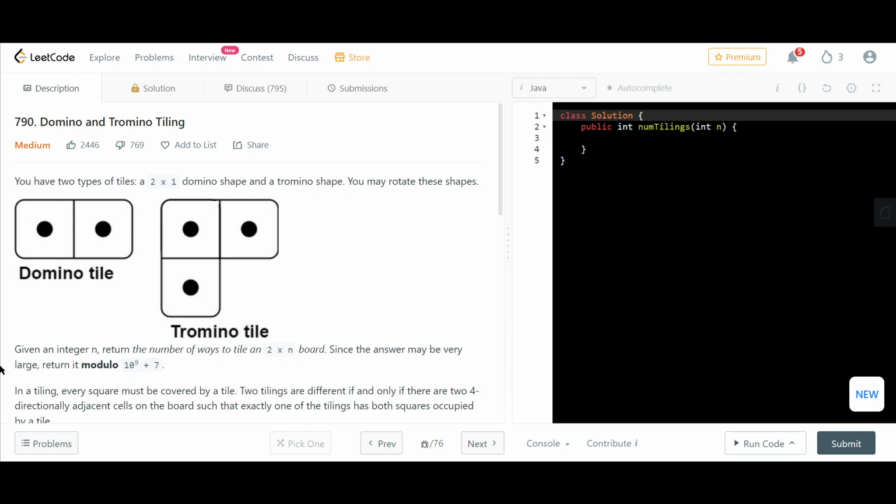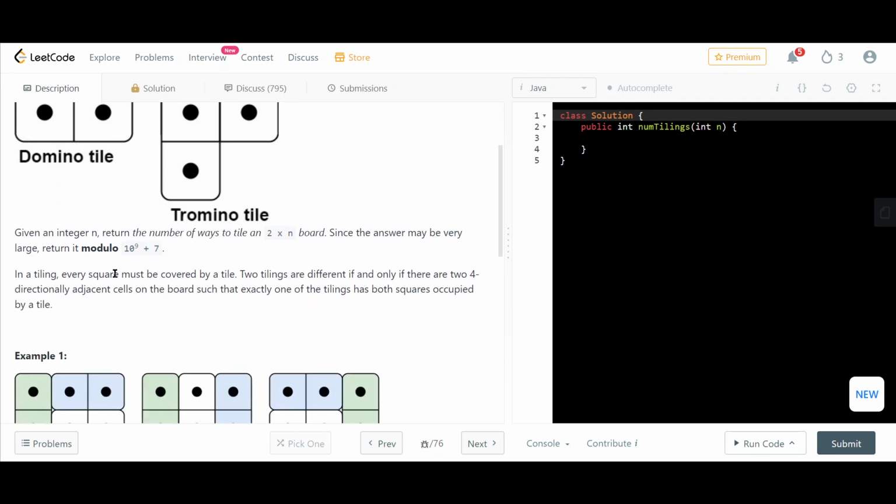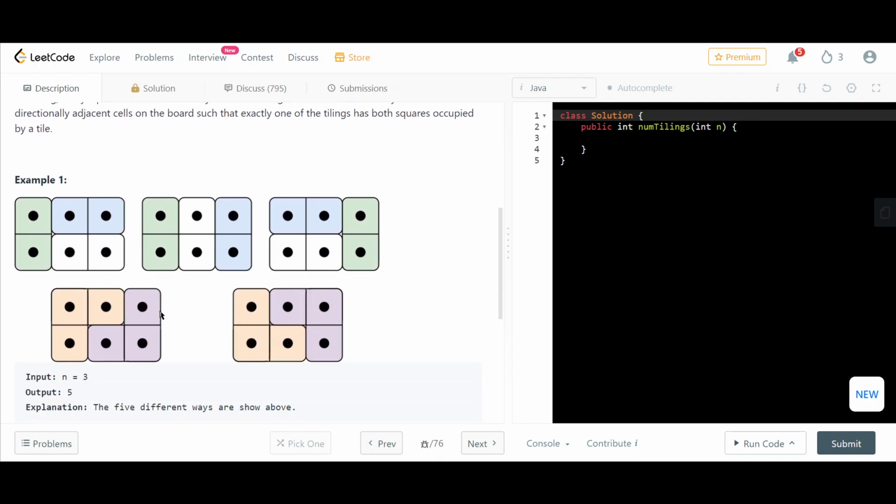Since the answer may be very large, return it modulo this. In a tiling, every square must be covered by a tile. Two tilings are different if and only if there are two four-directionally adjacent cells on the board such that exactly one of the tilings has both squares occupied by a tile. Let's look at this example.